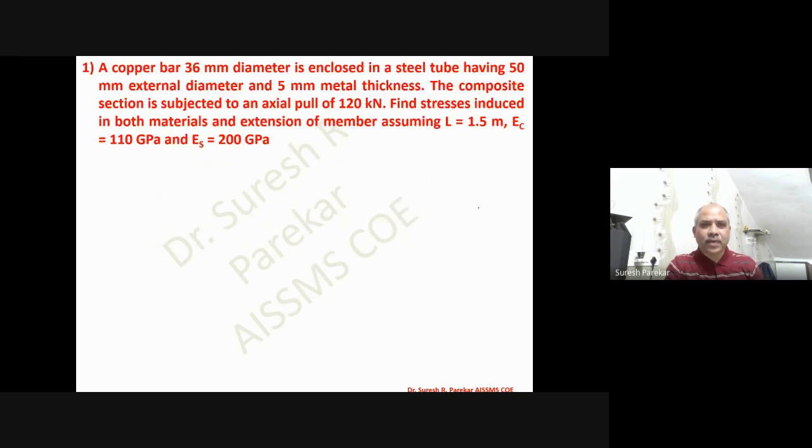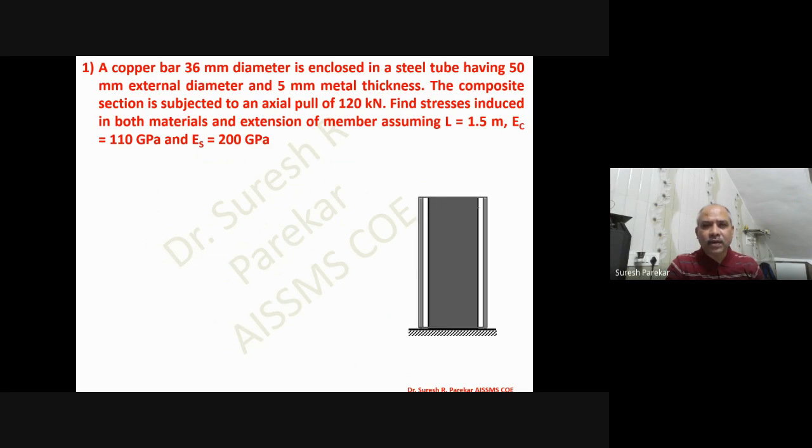So we have the first problem: a copper bar 36 mm diameter enclosed in a steel tube having 50 mm external diameter and 5 mm metal thickness, and the composite section is subjected to an axial pull of 120 kilonewton. Find the stresses. So we have it like this.